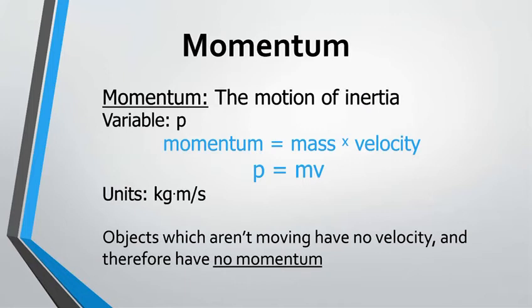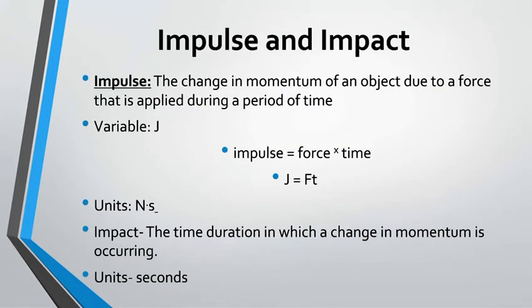Then there are two important points regarding momentum, that is impulse and impact. What is impulse? Impulse is the change in momentum of an object due to a force that is applied during a period of time. जब हम किसी मूविंग ऑब्जेक्ट के ऊपर कुछ फोर्स अप्लाई करते हैं, तो it will apparently change its movement, it will change its velocity. So the momentum of the object will also be changed.